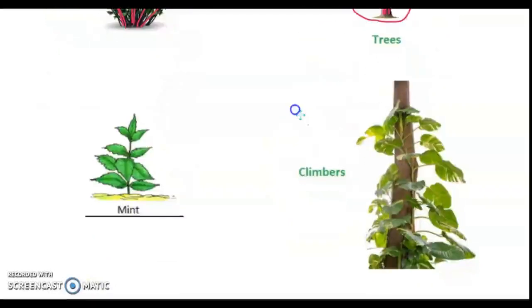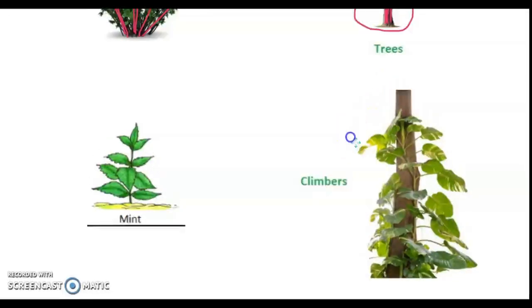And when you compare it with the mint, mint is a herb, the stick is really thin and it is erect. But for the climbers, what you can see, this is a support, this is a stick that is given to it. This is a money plant. So what is this climber doing? It is trying to climb the stick. Why? Because the stem of the climbers is weak.